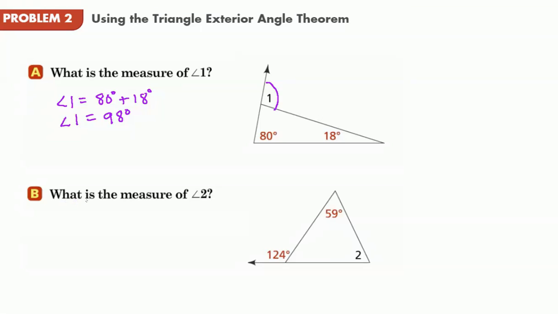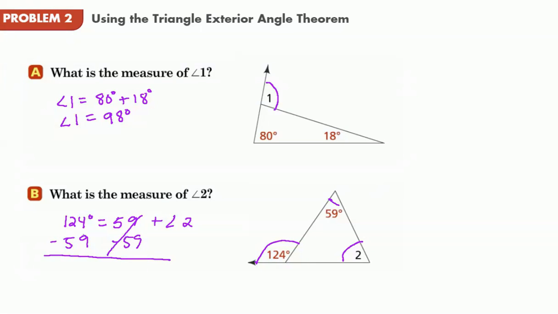For part B, what is the measure of angle 2? So now we want to find one of the remotes. We have the exterior, which is 124, but we follow the same idea. 124 degrees, the exterior, equals its two remotes, 59 and angle 2. We solve for angle 2 by subtracting 59 on both sides. And that'll give us 65 degrees for angle 2.